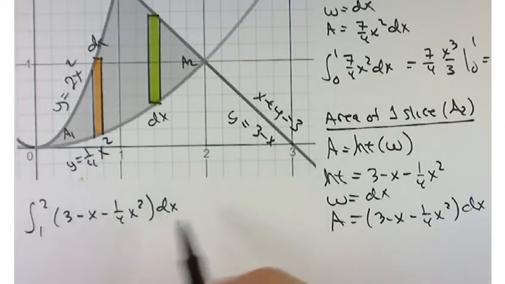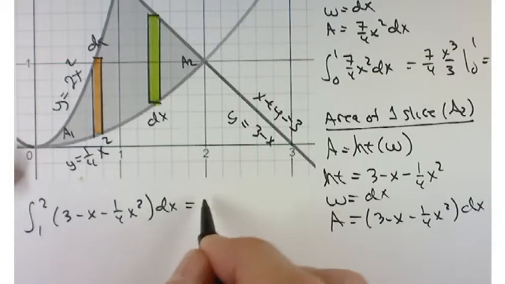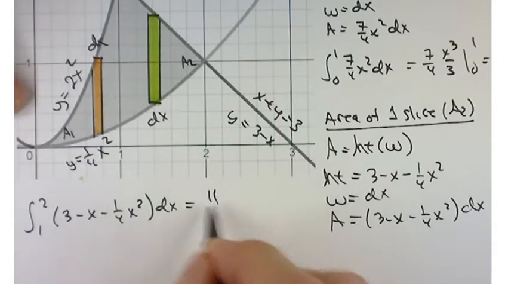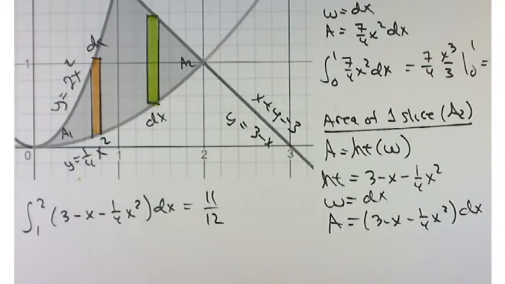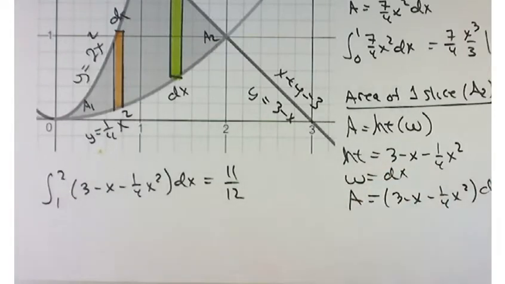We okay with this one? So that's going to be, let's just cut to the happy ending, 11 twelfths. What's that? I cut through all your calculations? Hey, that's because I'm good.